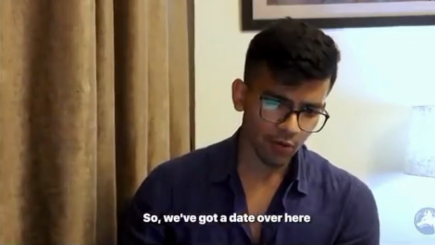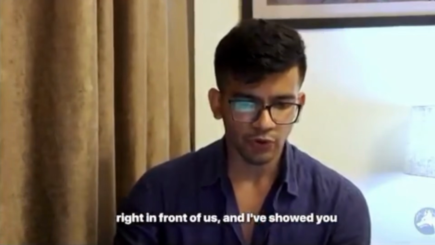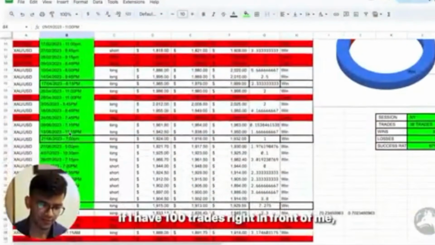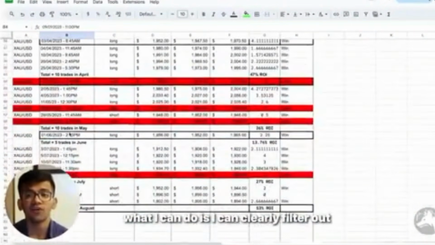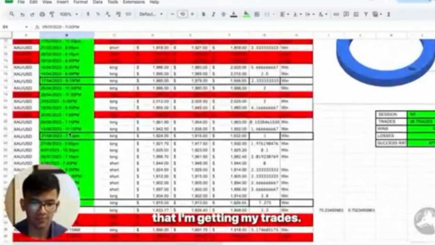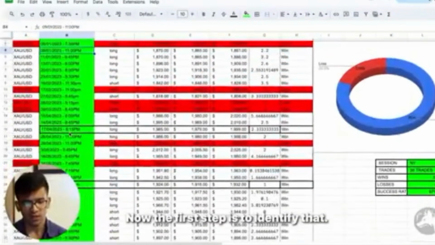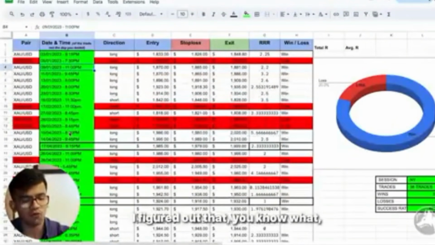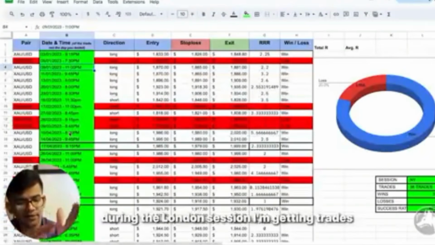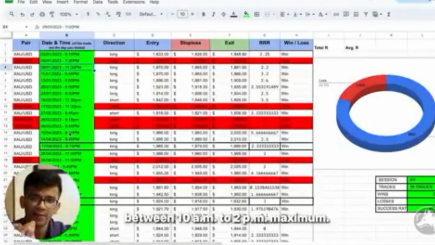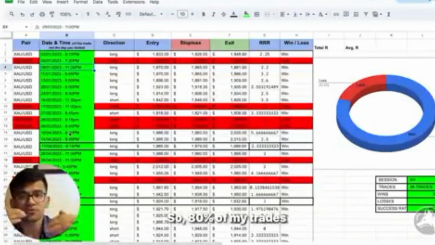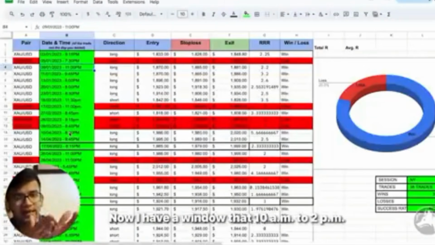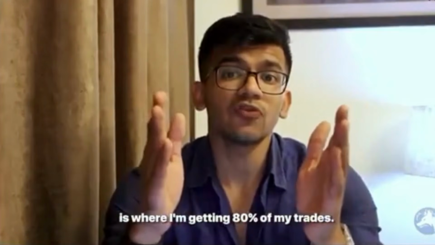So we've got our data right in front of us, and I've shown you this data earlier as well. If I have 100 trades in front of me, I can clearly filter out the time zones in which I'm getting my trades. The first step is to identify that. So let's say, looking at this particular data, I figured out that during the London session I'm getting trades between 10 a.m. to 2 p.m. maximum. So 80% of my trades during the London session were between 10 a.m. to 2 p.m. Now I have a window where I'm getting 80% of my trades.